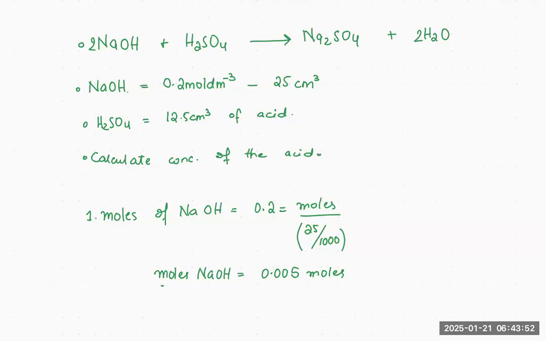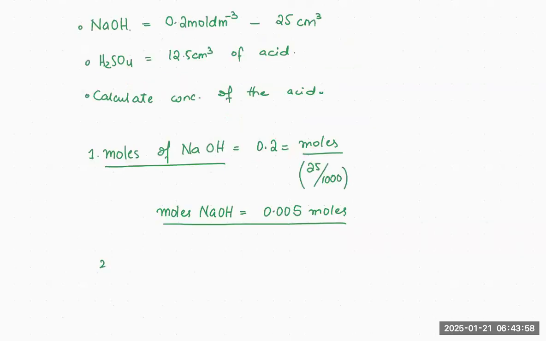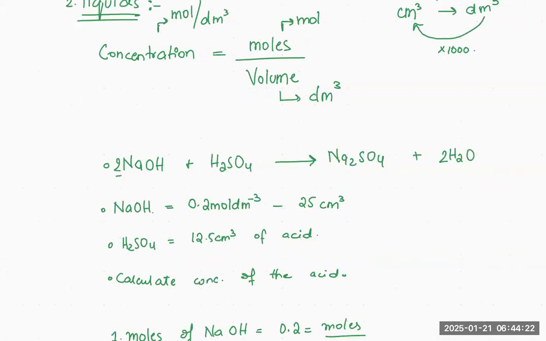Step number 2, find the moles of unknown. Who is unknown? Sulfuric acid. How do we find the moles of unknown? Whenever we want to find the moles of unknown, we do mole calculations. So we have 2 sodium hydroxide, but there is just 1 molecule of sulfuric acid. If nothing is written, that means 1.